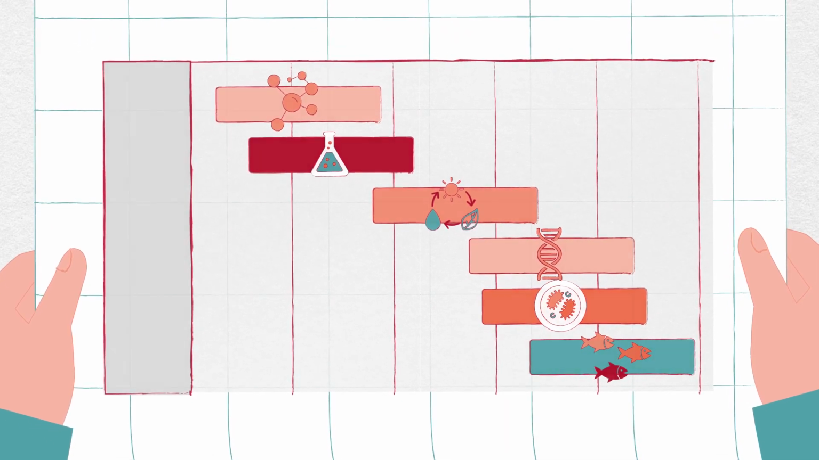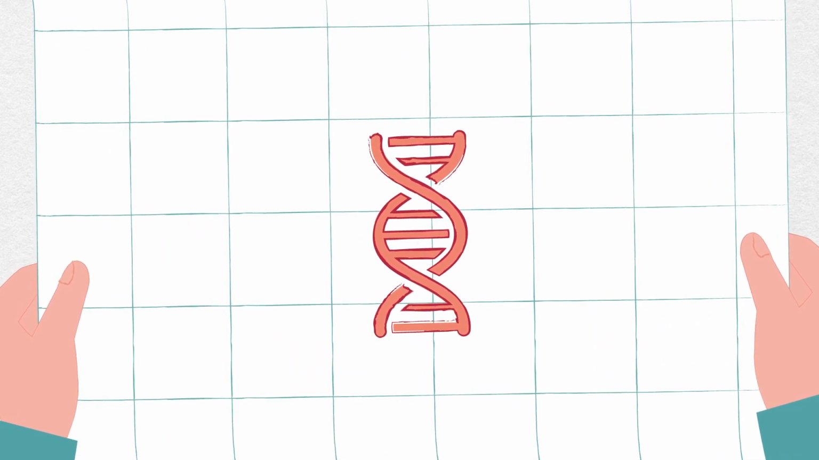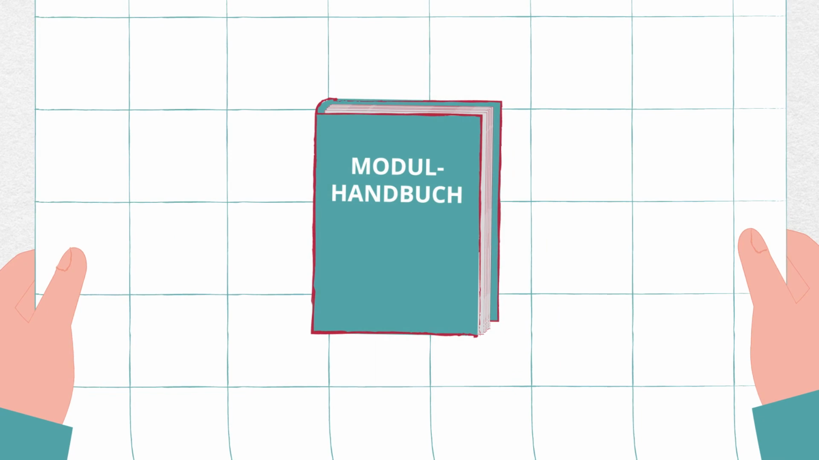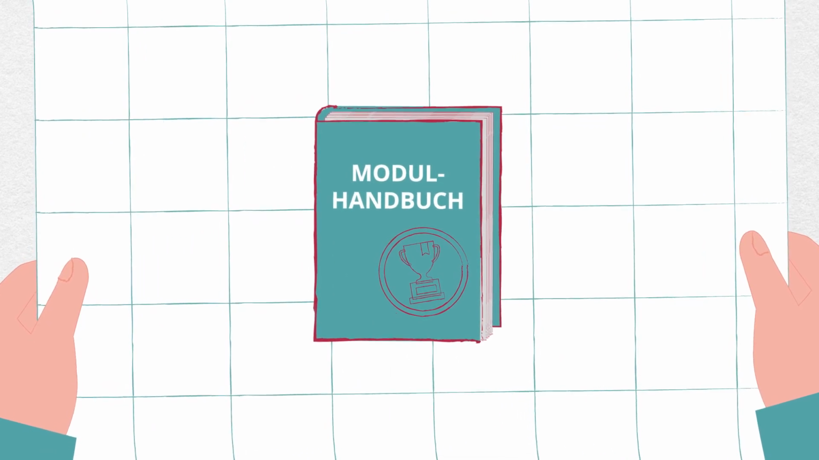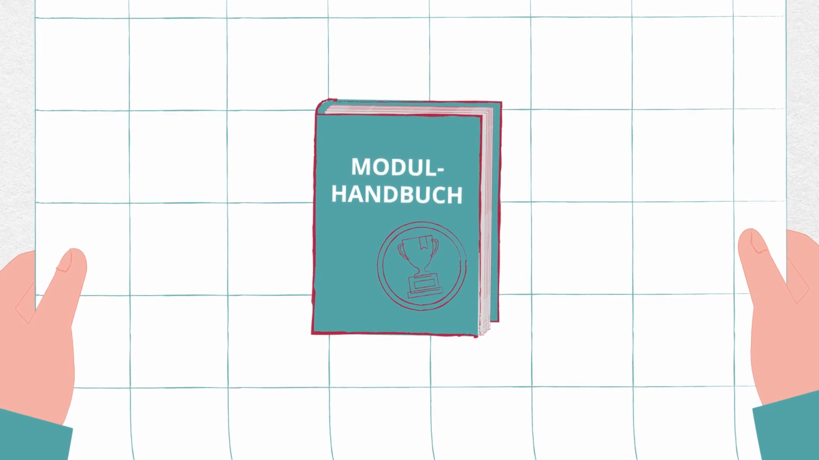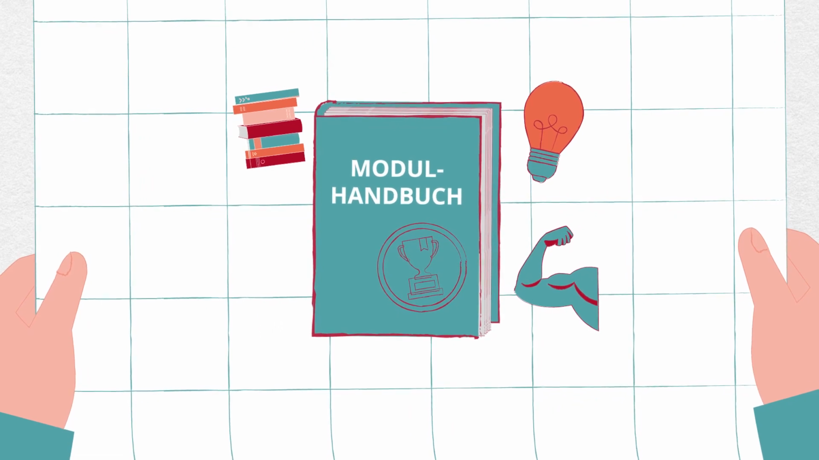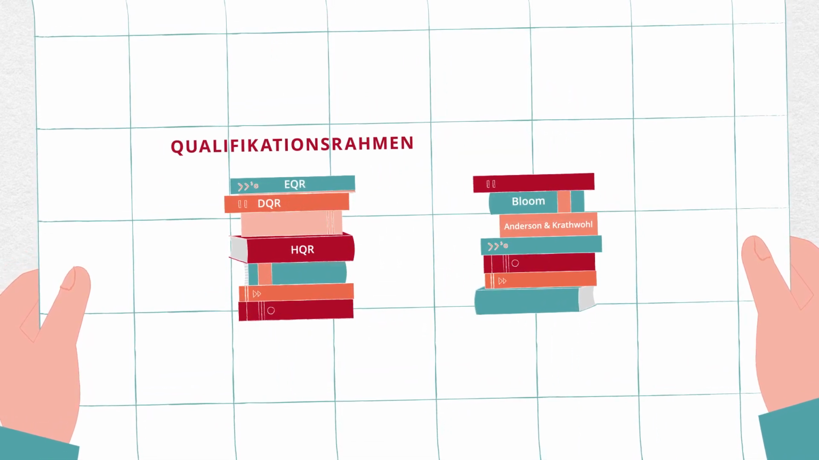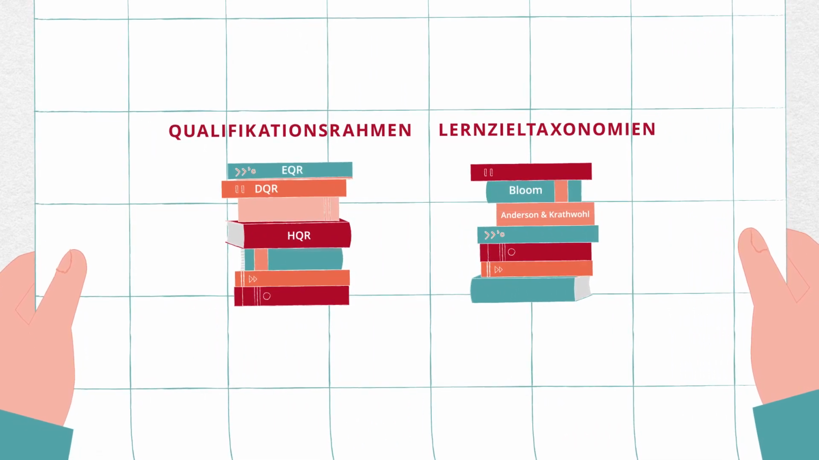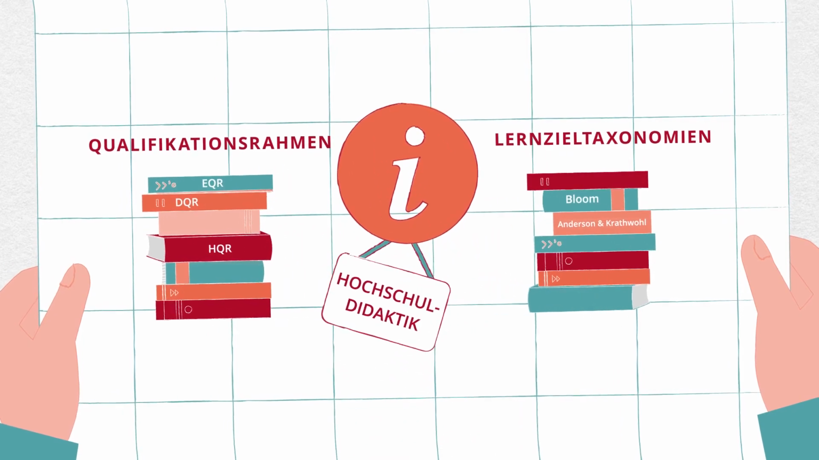At the end of each module, whether lecture, exercise or seminar, there should be learning outcomes that provide information about the competencies required. The learning outcomes thus describe what students should now know, understand, or be able to do. Reference systems such as qualification frameworks and learning goal taxonomies should be used. If you have any questions about this, the Higher Education Didactic Institution can help.